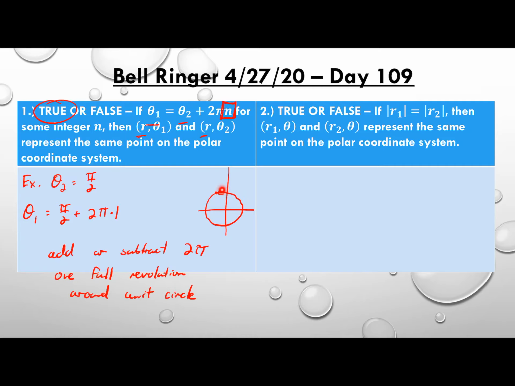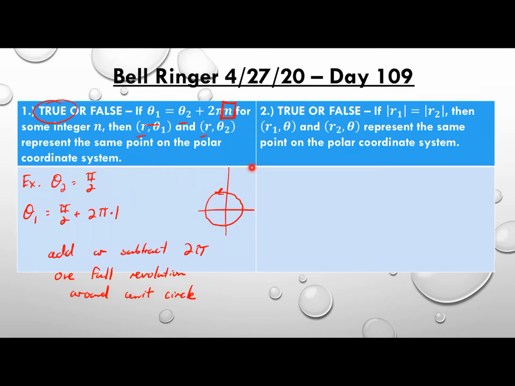Number 2, true or false again. If the absolute values, that's what those vertical bars mean, if the absolute value of r sub 1 is equal to the absolute value of r sub 2, then r sub 1 comma theta and r sub 2 comma theta represent the same point on the polar coordinate system. Okay, so this time we can assume that the thetas are the same. So the angles are the same in this problem. The only thing that's different, potentially, is r sub 1 and r sub 2. So if r sub 1 and r sub 2 have this relationship, would these two coordinates represent the same point?